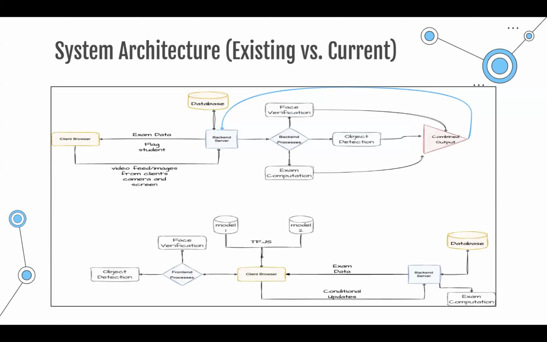Here we are comparing the existing architecture with what we have proposed. In the first one, there is a backend server which collects the combined output of face verification, object detection, and exam computation, and that is given from the client browser. This combined output goes to the backend server and gets stored in the database, from where it is fetched periodically and processed.